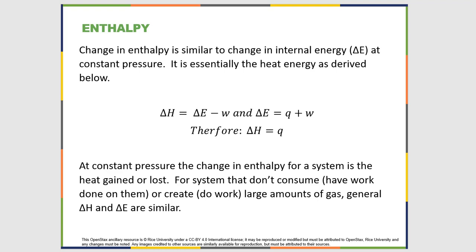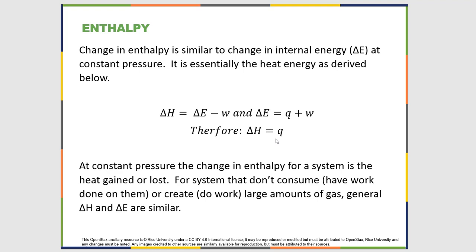Now, what we want to talk about is a concept called enthalpy. And enthalpy is similar to the change in internal energy, but it's at constant pressure. And essentially, what chemists do is they drop out the work term. So delta H equals delta E minus W. Since delta E equals Q plus W, delta H equals Q. And the reason that they do this is that quite frankly, it's easier to calculate the enthalpy, the heat energy, than to calculate the internal energy because you lose this work term.